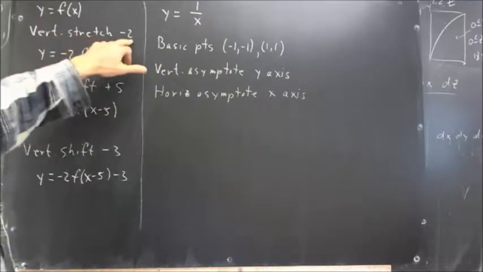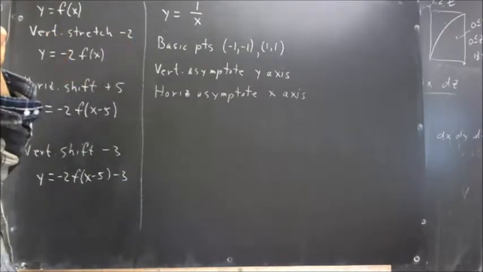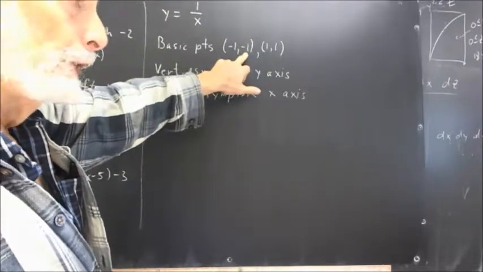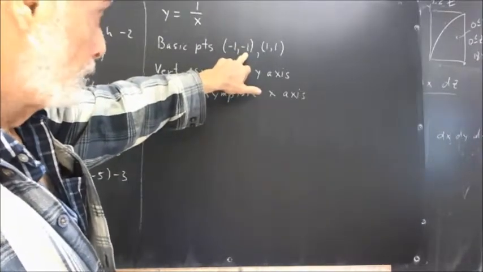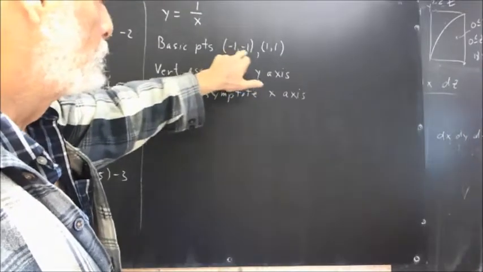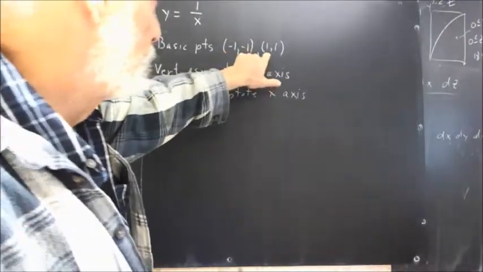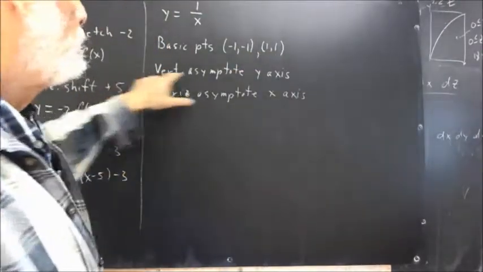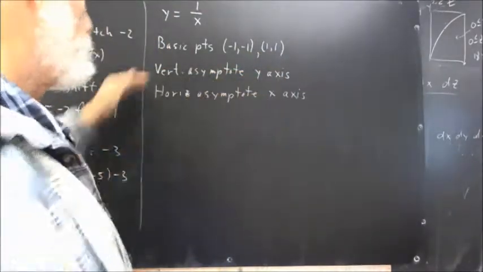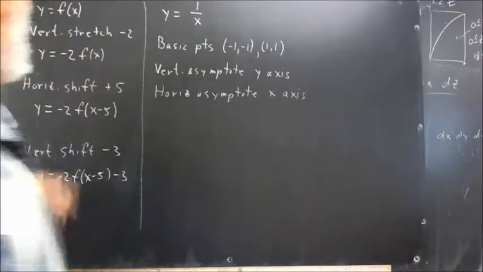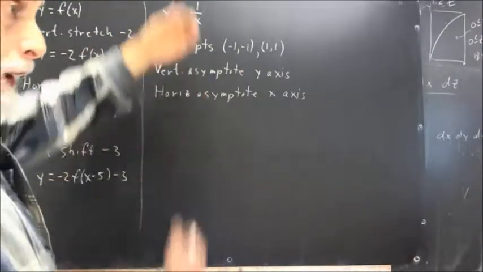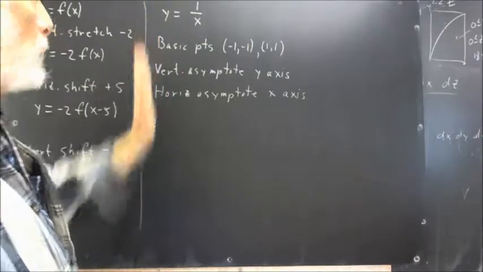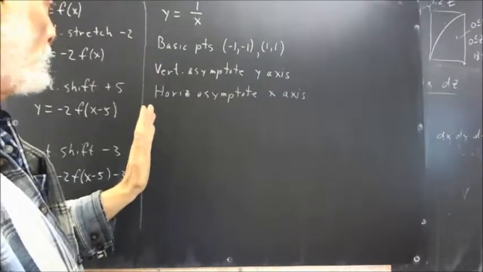Well, vertical stretch by factor -2, it's going to take the -1, the y value of this basic point, and multiply it by -2, we're going to get -1, 2. And here we're going to get 1, -2. We do vertical asymptote with the y-axis. What's going to happen to that? Well, the vertical stretch will stretch the y-axis, but the y-axis isn't going to go anywhere. It's still going to be right where it was, okay?